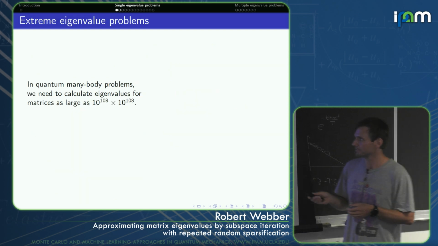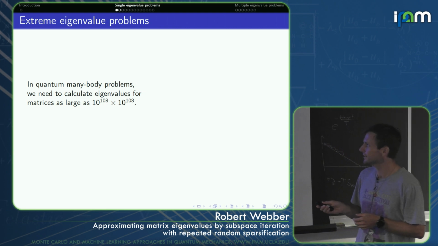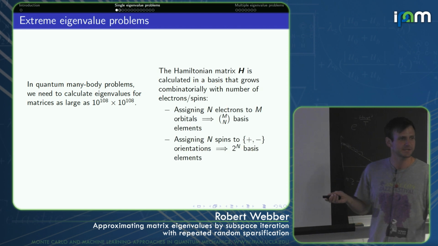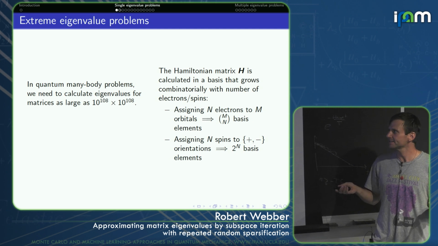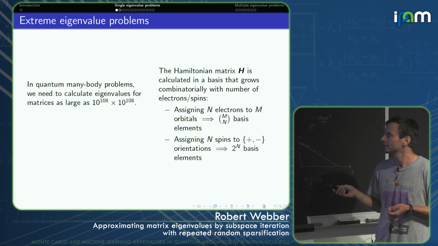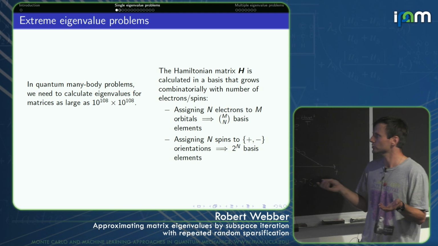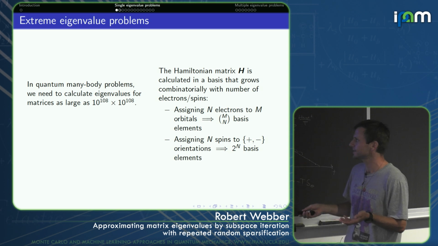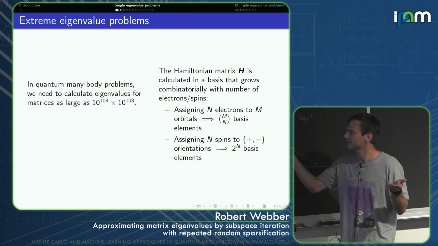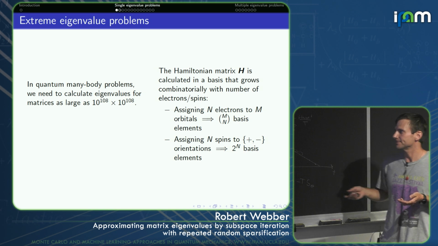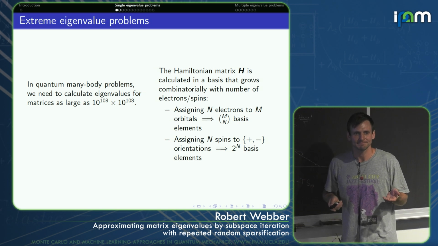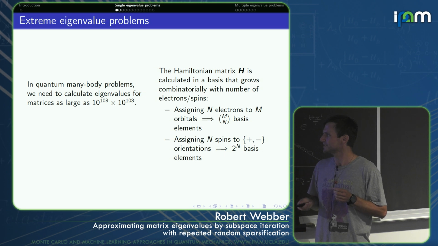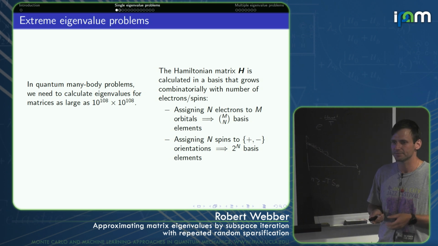So in quantum many-body problems in particular, there are folks who are trying to calculate eigenvalues for matrices as large as 10 to the 108 by 10 to the 108. And you all well know the reason for this scaling is because the basis in which the Hamiltonian matrix H is calculated will grow combinatorially with the number of electrons in an electronic structure problem, with the number of spins in a spin problem. And so if you assign just n electrons to m orbitals, where m is a lot bigger than n, like a factor of 3 or 4, you get 10 to the 108 by 10 to the 108 pretty fast, with pretty mild numbers for m and n. You can assign n spins to plus or minus orientations, and that's easily 2 to the n basis elements. It grows really big, really fast.